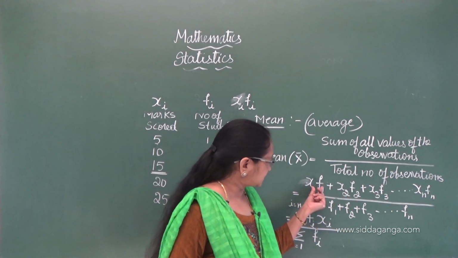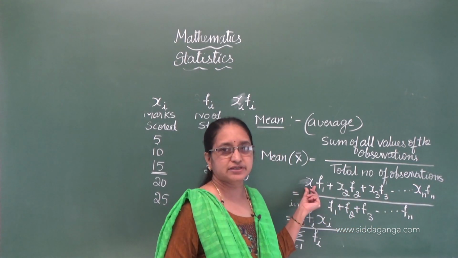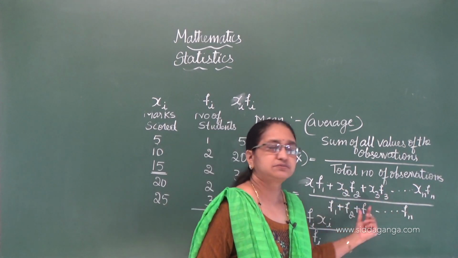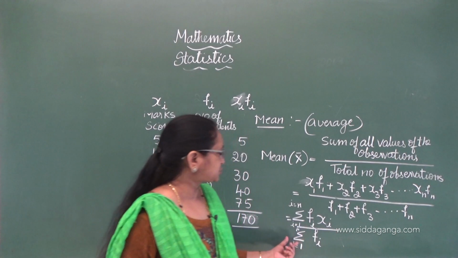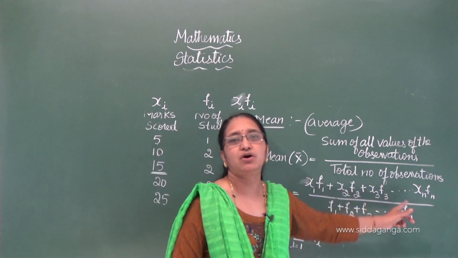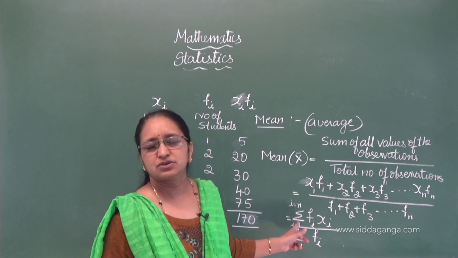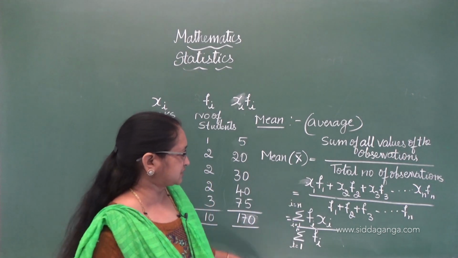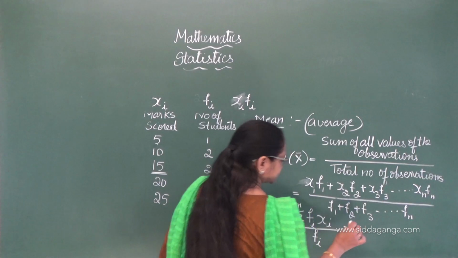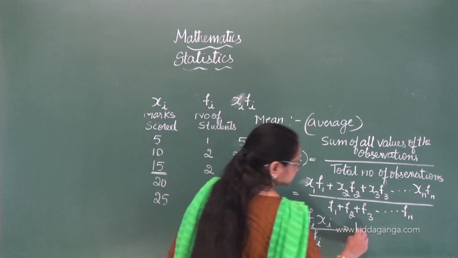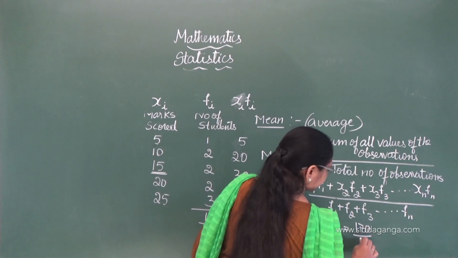See, the order is changed, that's all. f1 x1, f2 x2, f3 x3, like this, okay. Summation means sum of all, it can be represented as sigma here. So see, this will be easy for us to see. Sigma means this is the total summation. So that is 170 divided by 10.